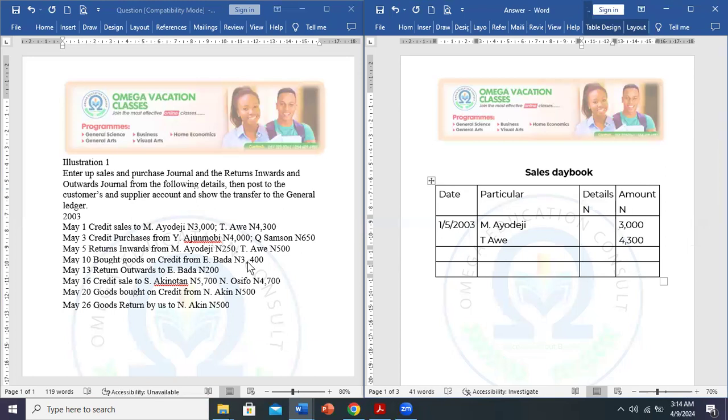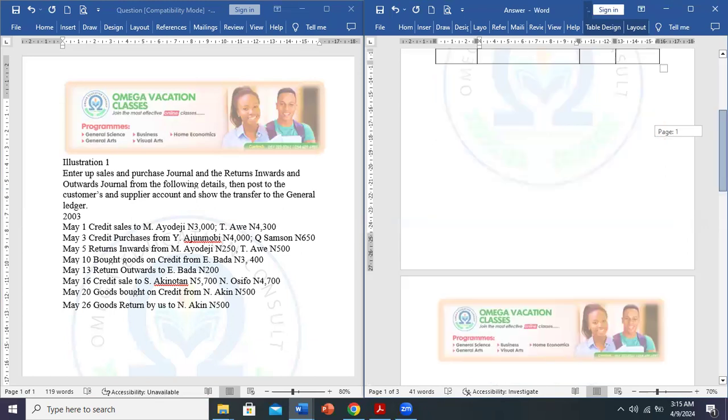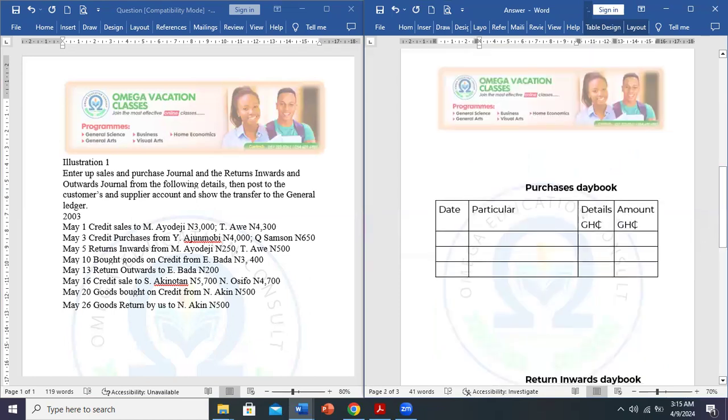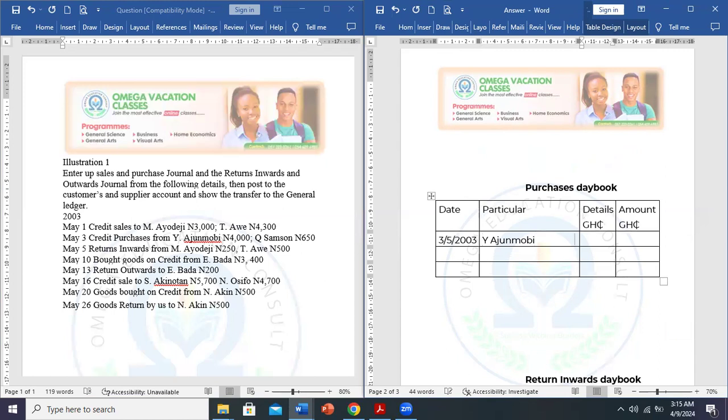The second transaction, which is May 3rd, credit purchases. So are we going to put it in the sales day book? Credit purchases. The answer is no. So we locate our purchases day book and record in that book 3rd May 2003. And we have the first person to be Arjun Mobi, amount of 4,000 naira.